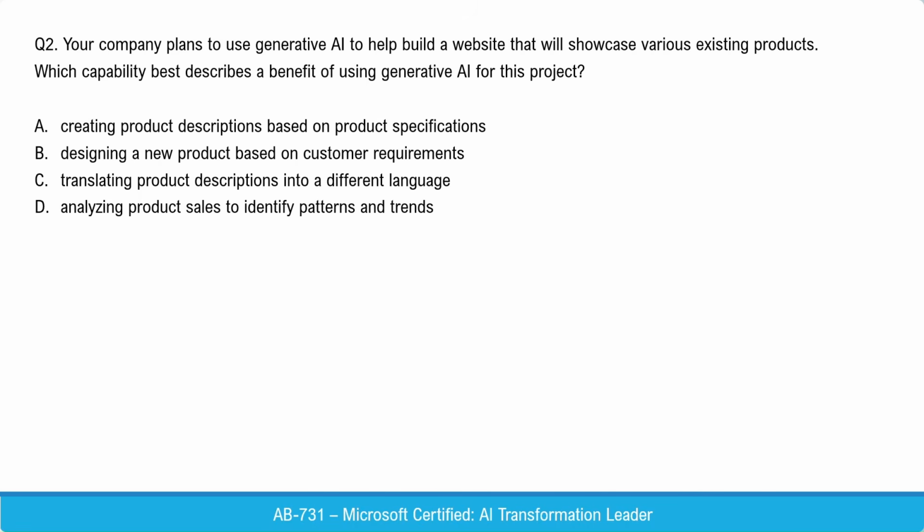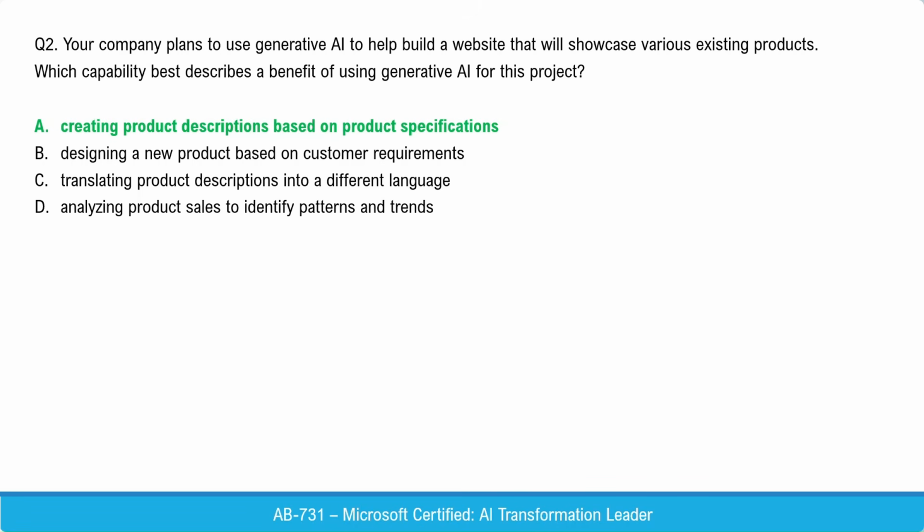Next question. Your company plans to use generative AI to help build a website that will showcase various existing products. Which capability best describes the benefit of using generative AI for this project? Again, you have been given four options. Please go through them by pausing the video over here. And the correct answer is option A, creating product descriptions based on product specifications.